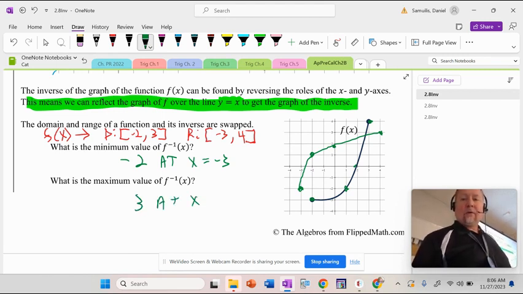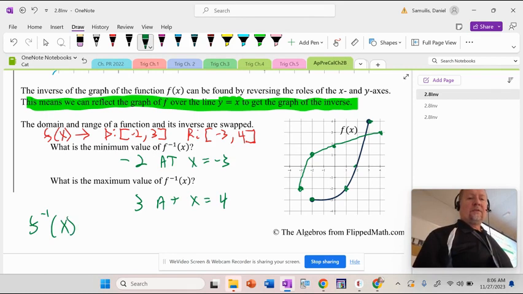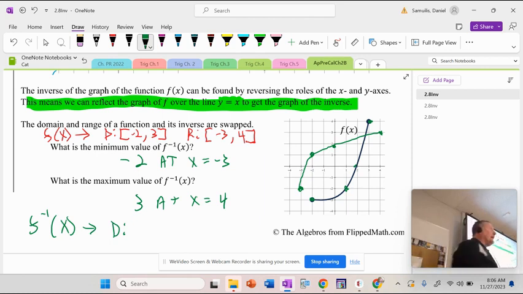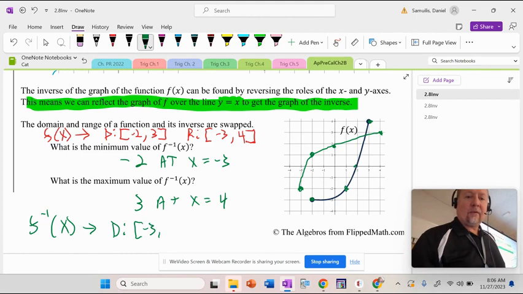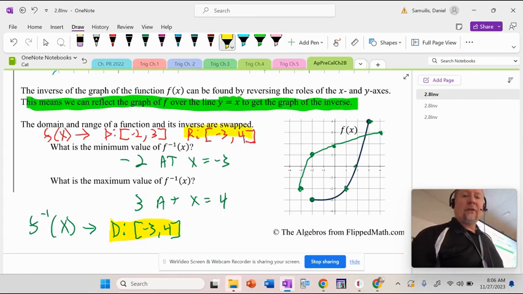But a much better question is for the inverse of f of x, notice the domain and range. The domain, and I want you to do this: I want you to write this and draw an arrow and connect them. The domain of this is -3 to 4, which is exactly what the range of the original function is.